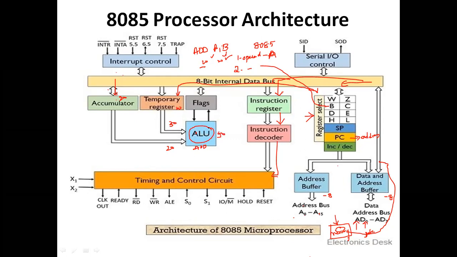This result is going to be sent through the data bus and stored in the accumulator only. So that is how an operation is going to be executed.